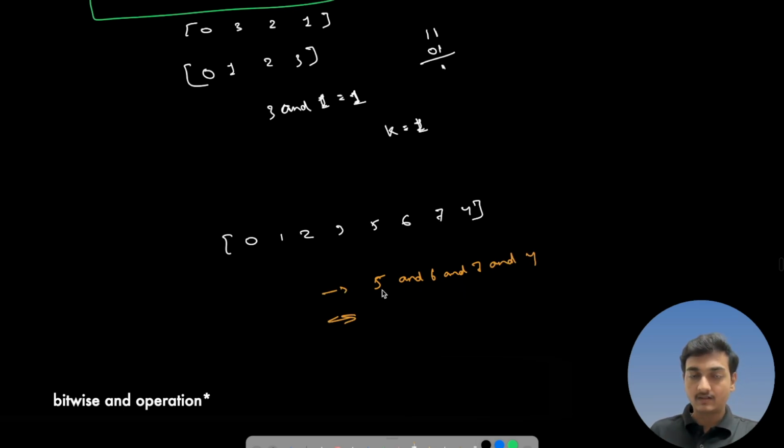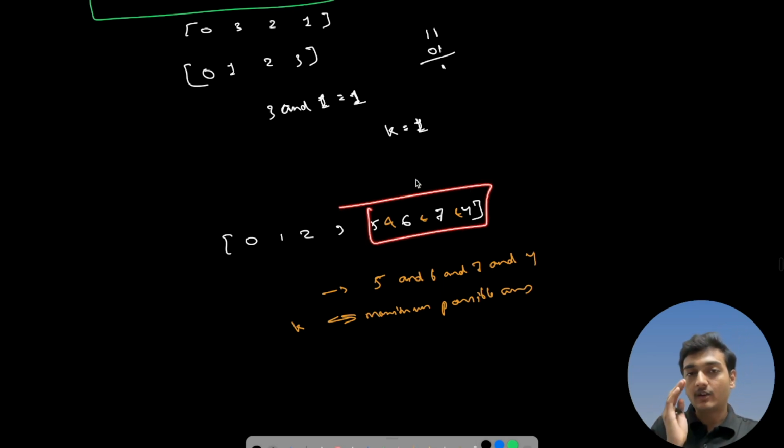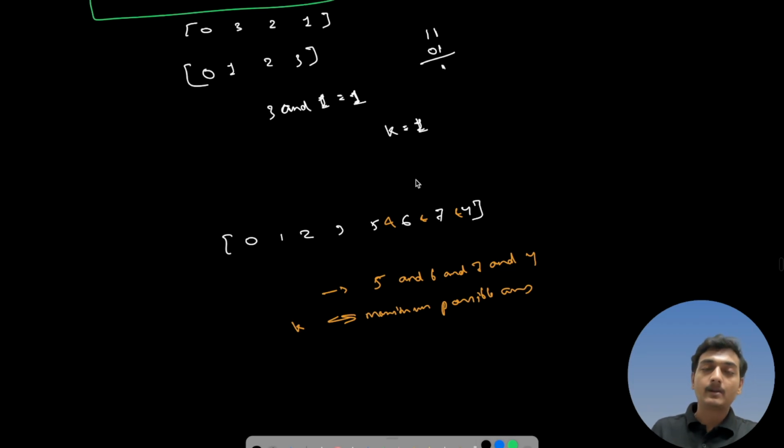Whatever answer we get after the AND operations on all of these four numbers, that will be our answer. That will be our maximum k, the maximum possible answer. Now why that works, let's see. But this is the answer. It's that simple. If we are able to calculate the AND operation of all of the elements which are not in their correct position, then we'll be able to find the answer.